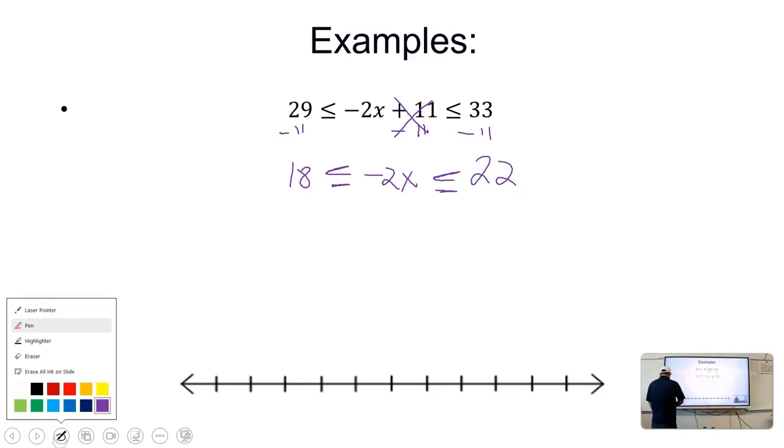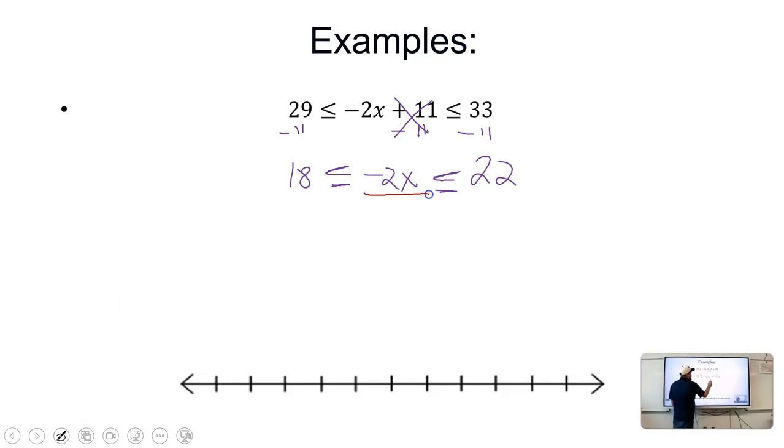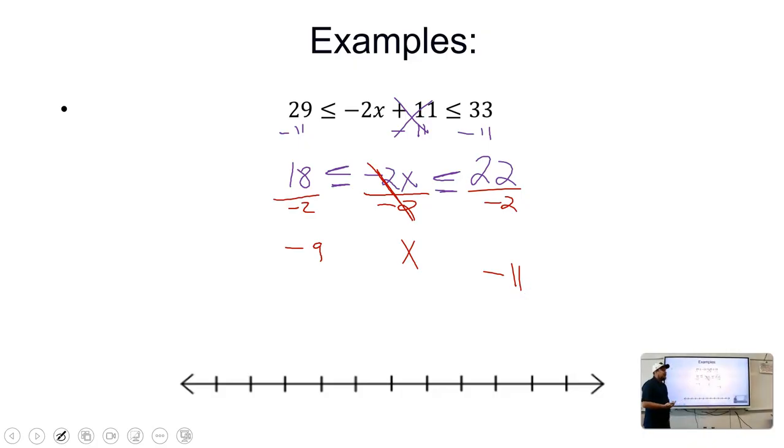All right, now we need to take care of that negative 2. Let's go ahead and divide by the negative 2, and it cancels out because negative 2 divided by negative 2 is 1. So that's why our x survives. Divide by negative 2. 18 divided by negative 2 is negative 9. 22 divided by negative 2 is negative 11. Since I divided by that negative, this less than or equal to is going to turn into a greater than or equal to. This less than or equal to is going to turn into a greater than or equal to.